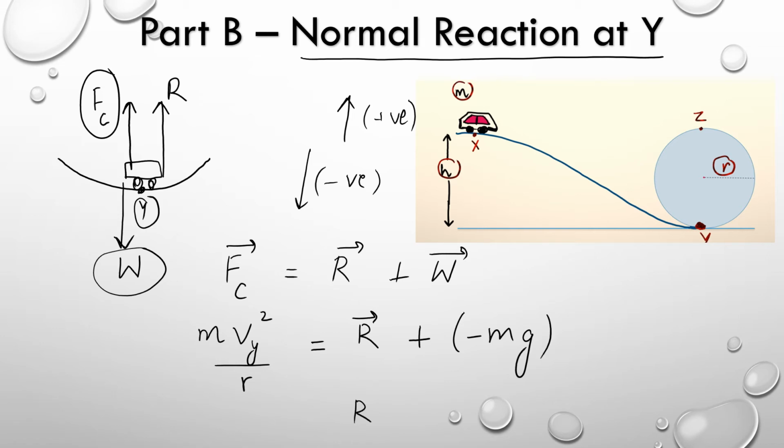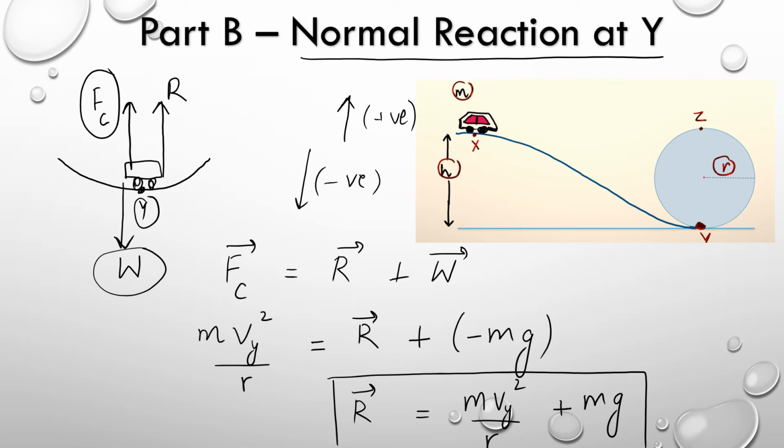So from here my normal reaction would be m v_y squared by r plus mg. Now, as I have calculated the velocity at point y in the first part, I can substitute it over here and then I can get the normal reaction at point y.